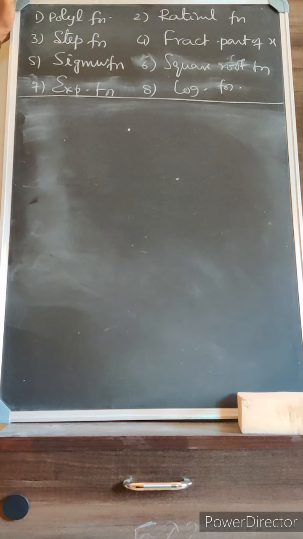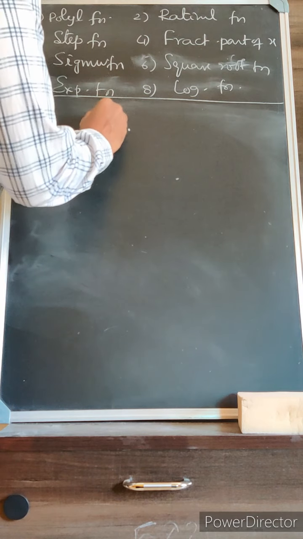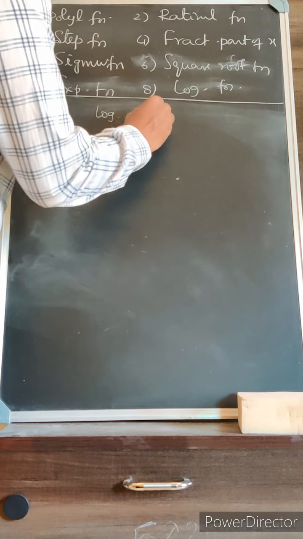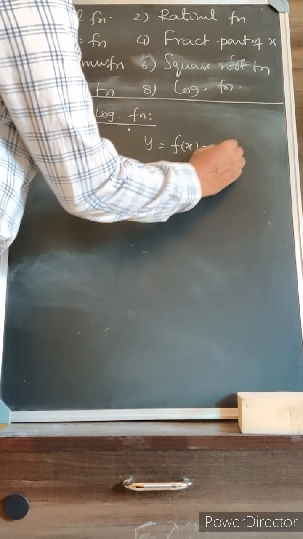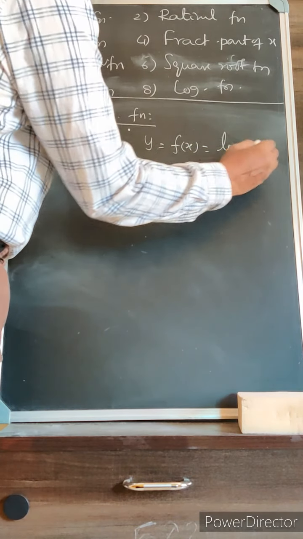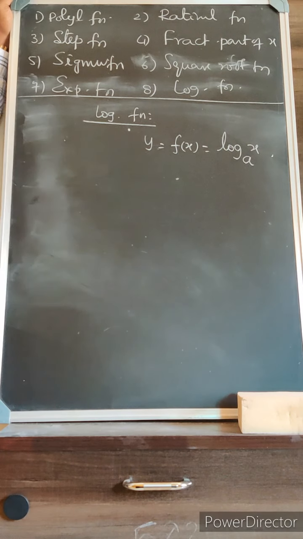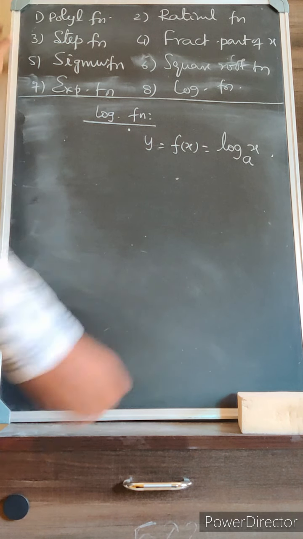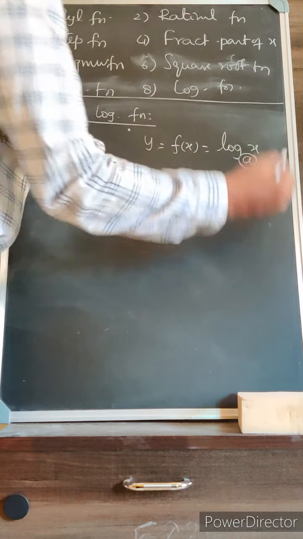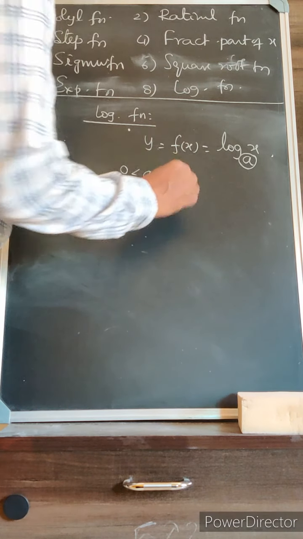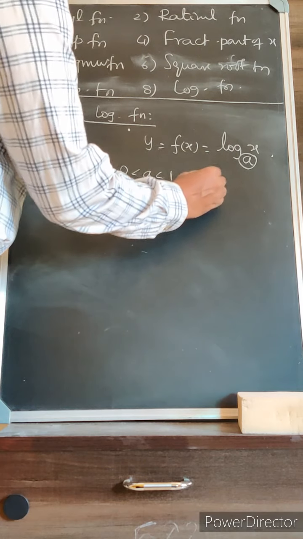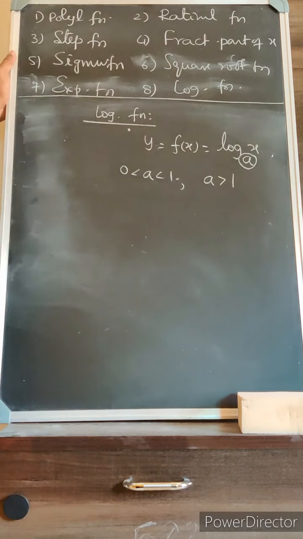Next is the logarithmic function. Y equal to f of x equal to log x base a is called a logarithmic function. The base of a logarithmic function can be any number between 0 and 1, or a number greater than 1.